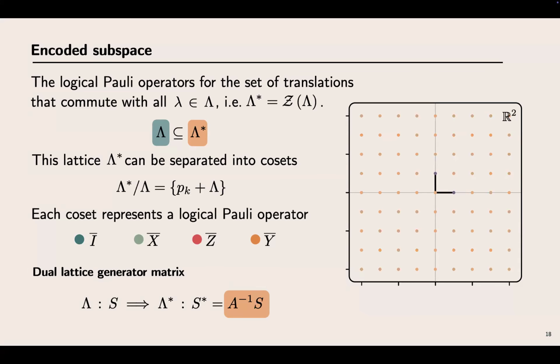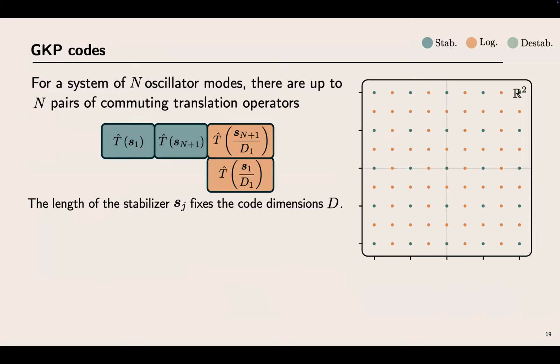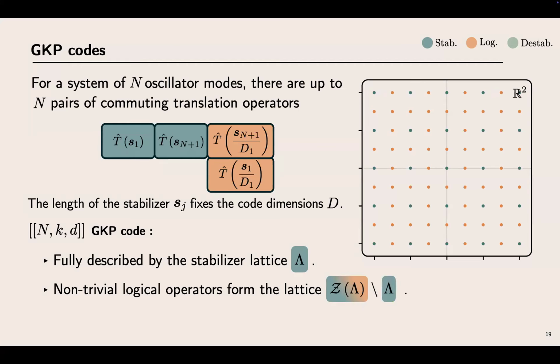It's related through the Gram matrix there. Okay. And so now we're ready to actually construct this tableau that I was showing at first. The two stabilizers that we have are two generators for the lattice lambda. And then the length of the vectors actually fixes, through the Gram matrix, the size of the encoded space here. So I get this kind of two non-commuting operators. Okay, so this lattice is fully described by these two stabilizers.